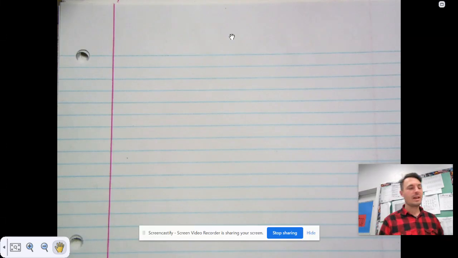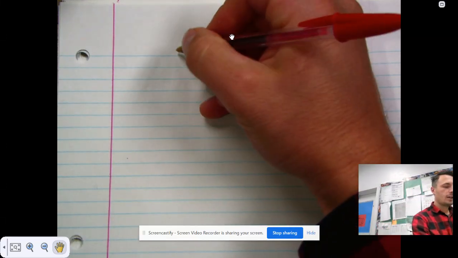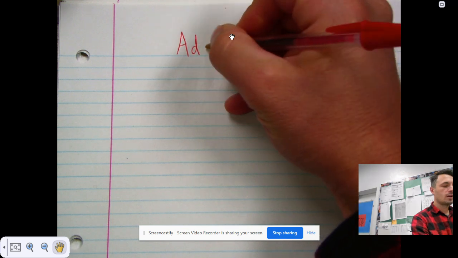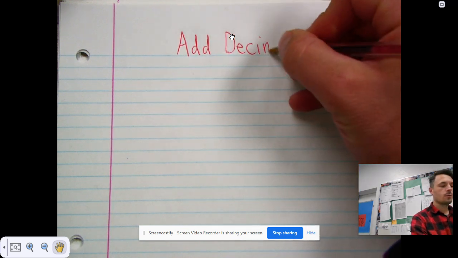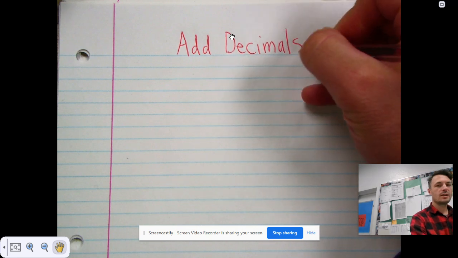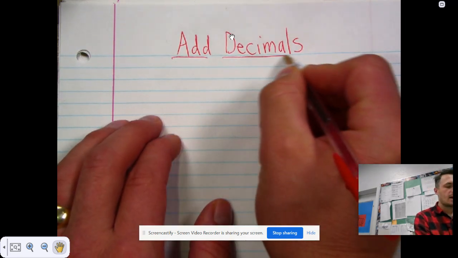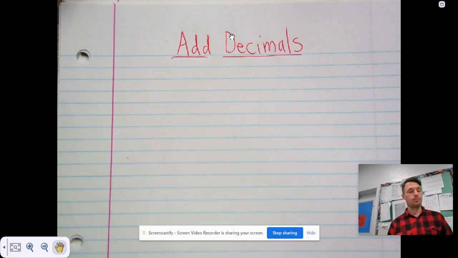Morning and welcome to today's math lesson, which is called Add Decimals. So go ahead and take out your math notebook, open to the next available page, and write this title at the top, Add Decimals. So what is a decimal?